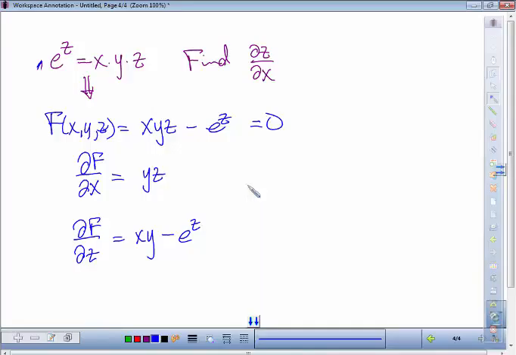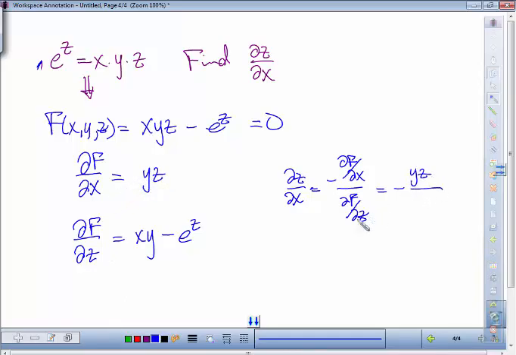So, what were we doing again? Oh, dz dx. dz dx is negative df dx over df dz. So negative df dx is that first one, that's yz, divided by xy minus e to the z. So I guess that would be it.